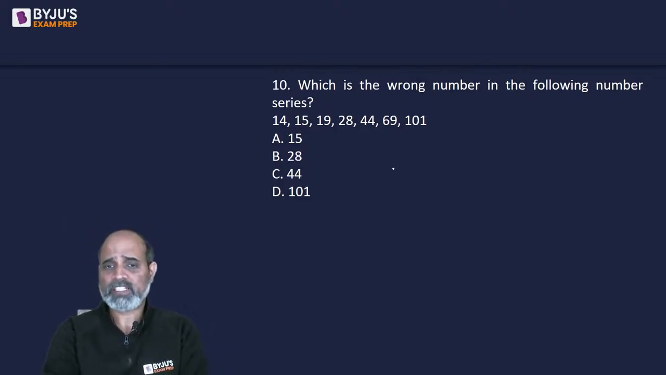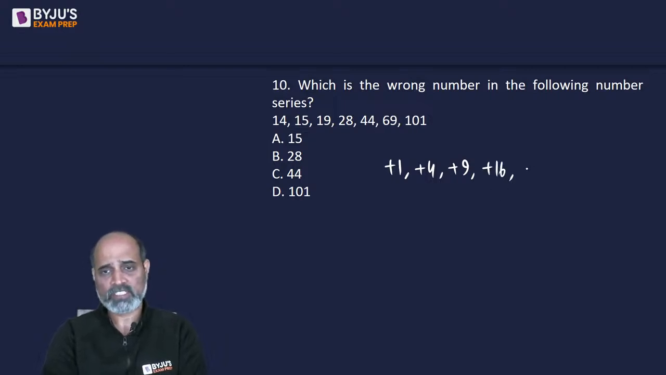14 to 15, that's a change of 1. 15 to 19, that's a change of 4. 19 to 28, that's a change of 9. 28 to 44, that's a change of 16. 44 to 69, that's a change of 25. Is it 25? Yes. Sab perfect chal raha hai.